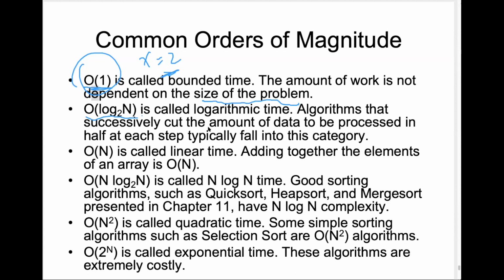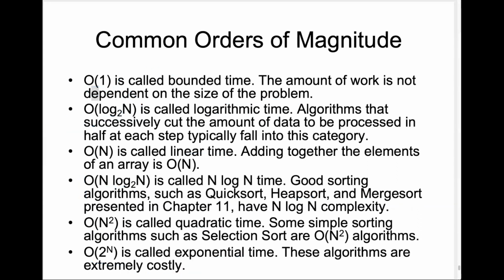O of log n is called logarithmic time. Let's just say you have binary search. Binary search is also O of log n, where n is the number of elements inside the array. O of n is called linear time because this goes up like this. N log n is the order of growth for the most efficient sorting algorithms. Quick sort, merge sort, and heap sort are O of n log n. O of n squared is called quadratic time, and then there's exponential time, 2 to the n. This is extremely slow. So these are the common orders of magnitude.